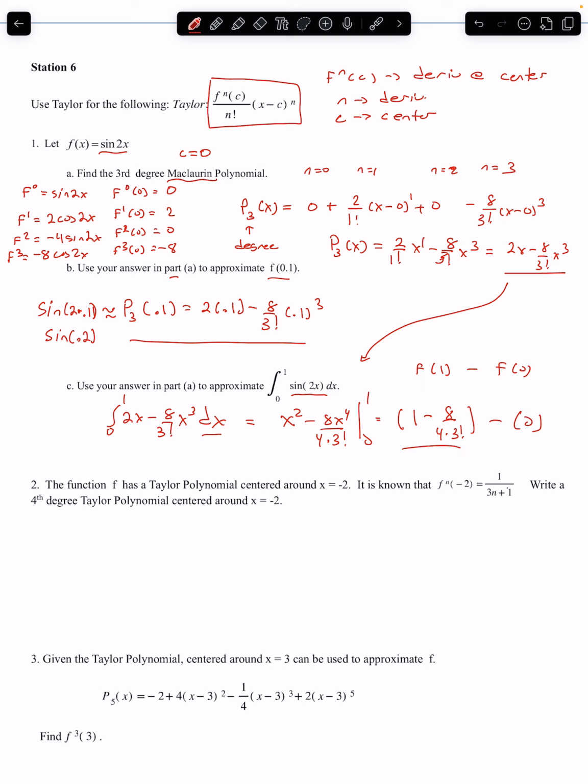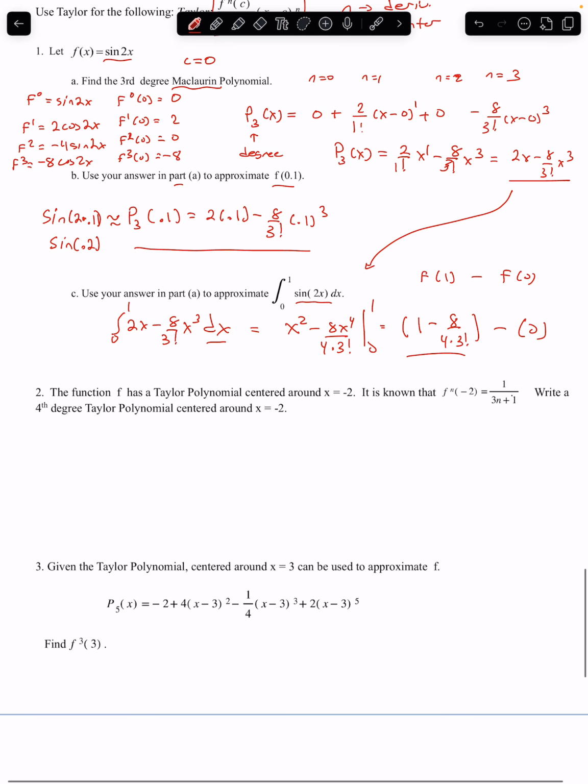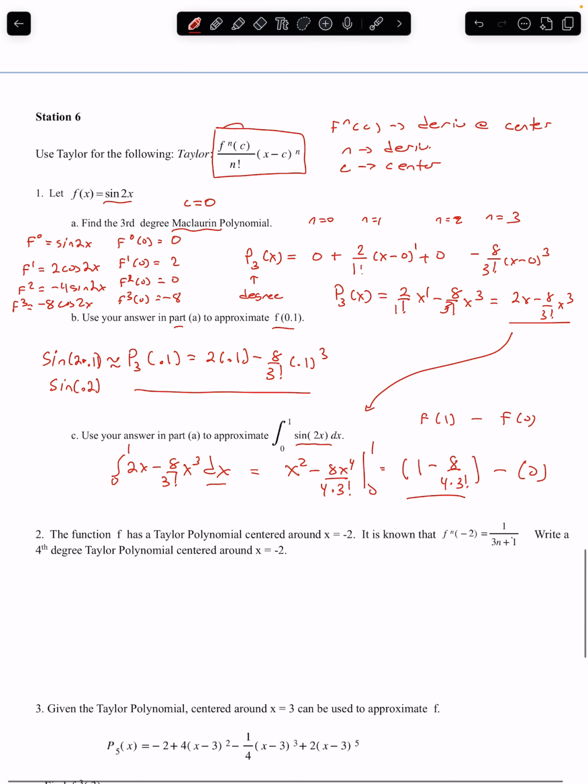It's not the exact value, but how accurate is it? We can actually use the alternating series error to get us how accurate that is, which you might have to do in your test tomorrow. Hint, hint. I don't know. We'll see. All right, so the important thing to remember is just be able to use this term right here.